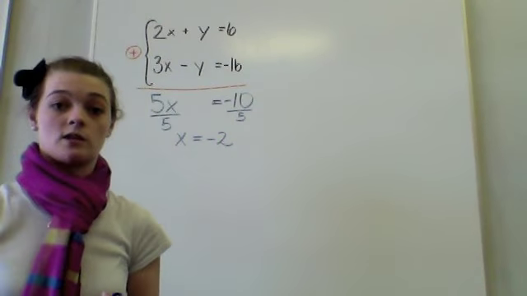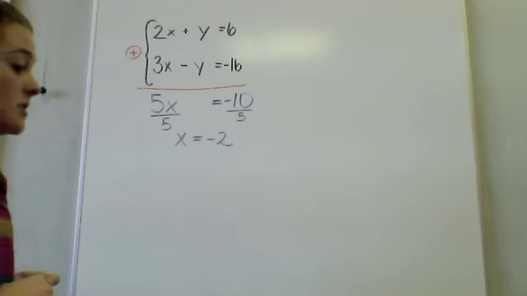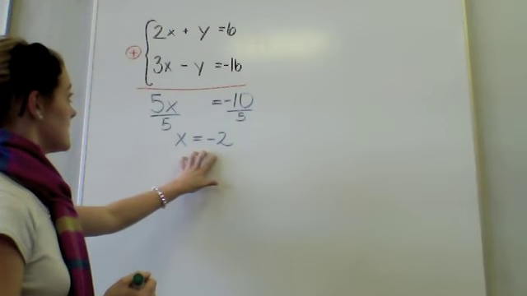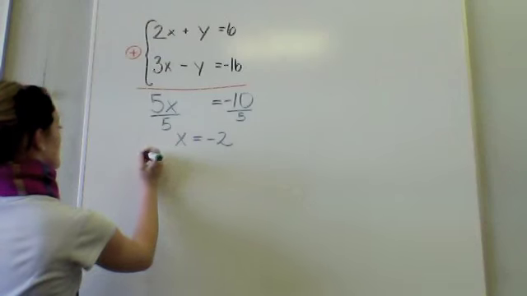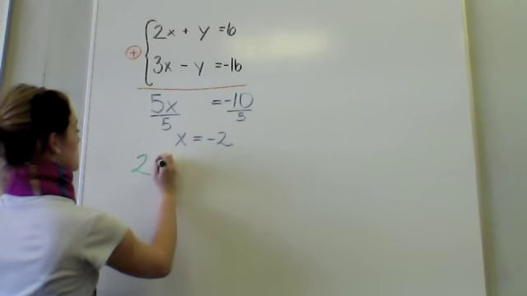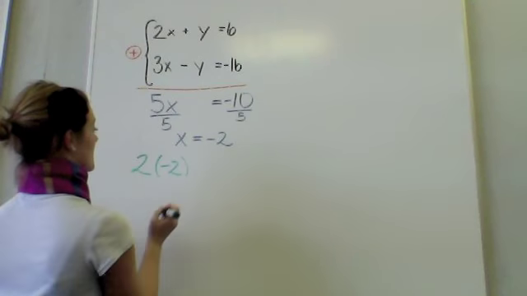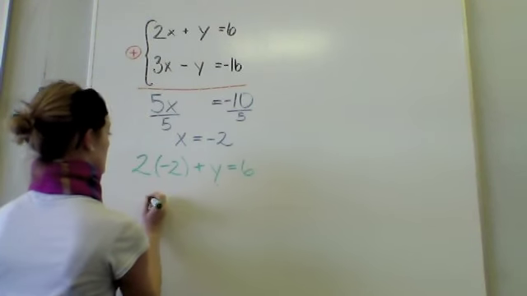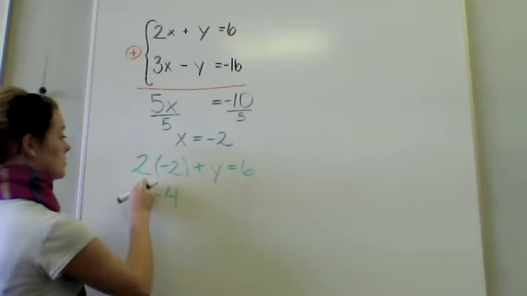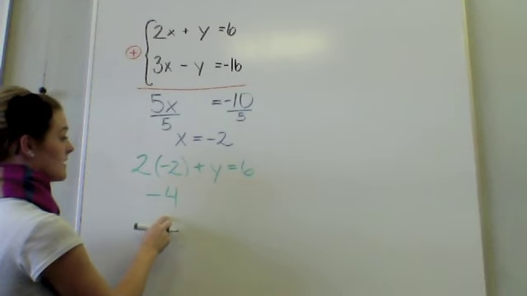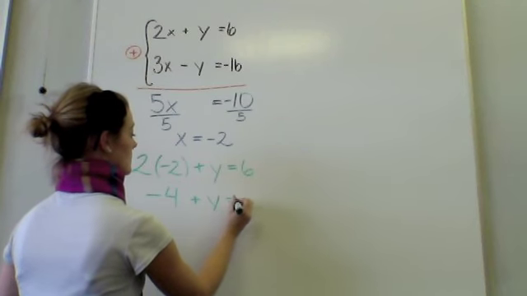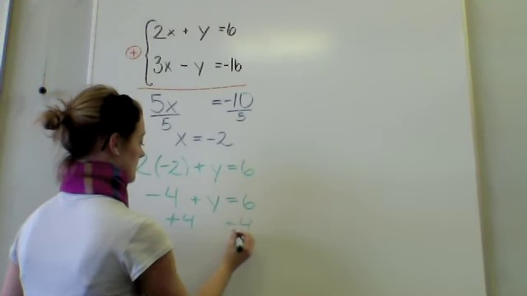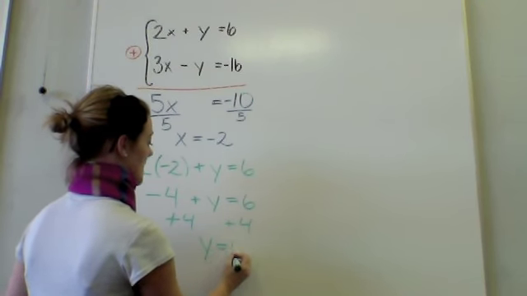Now that's part of our solution, and we're not done yet. The other thing we need to do is find the other variable. So to do that, we're going to take our x and plug it back into one of our equations. So let's take our first one. So we have 2 times negative 2, that's our x value, plus y equals 6. So negative 4, because 2 times negative 2 is negative 4, plus y equals 6. We're going to add 4 to both sides, and we get that y is equal to 10.